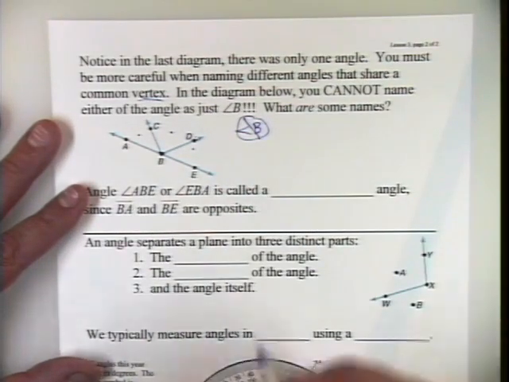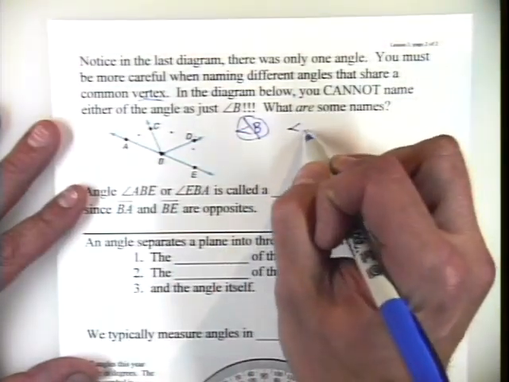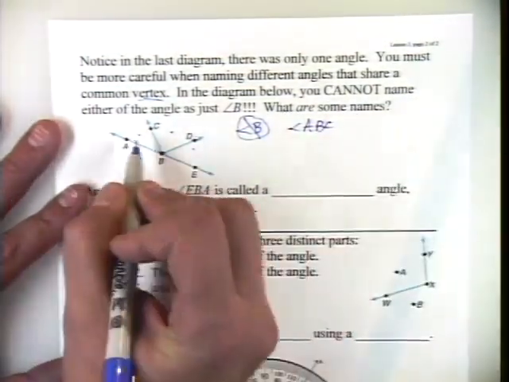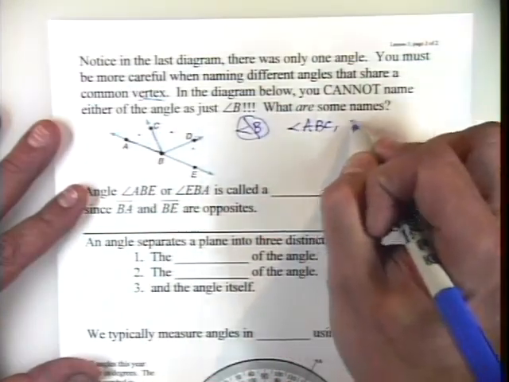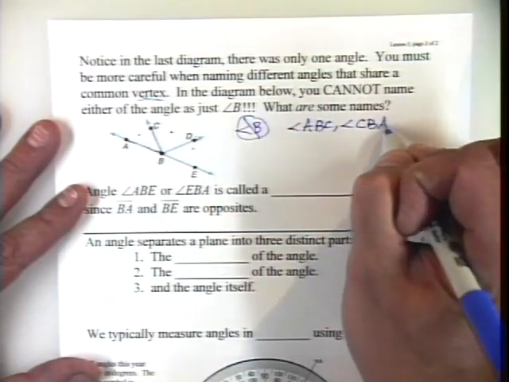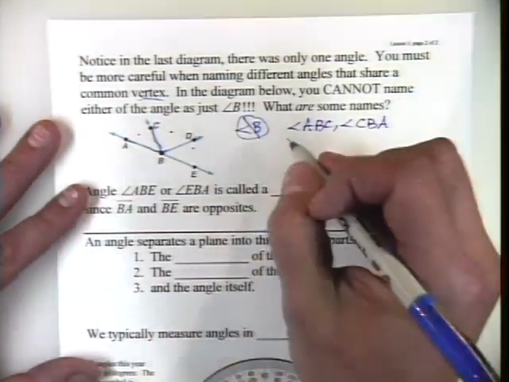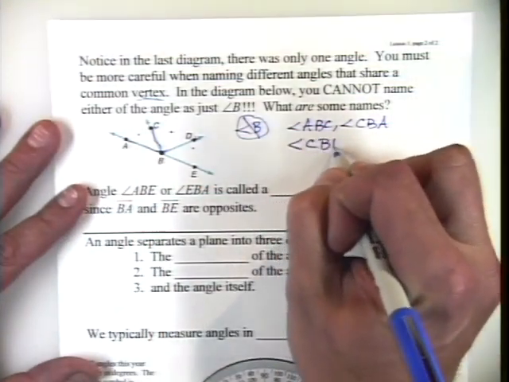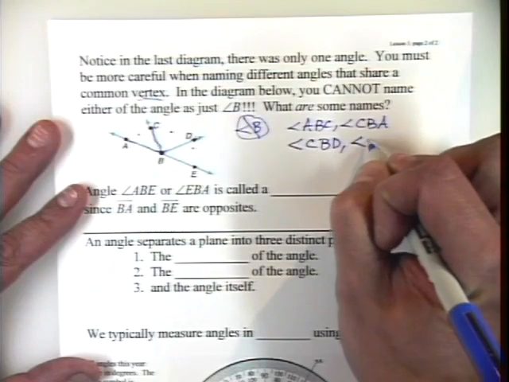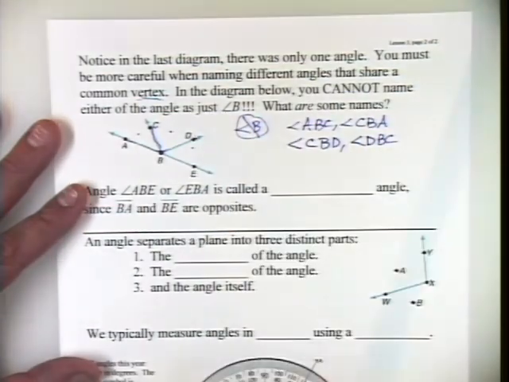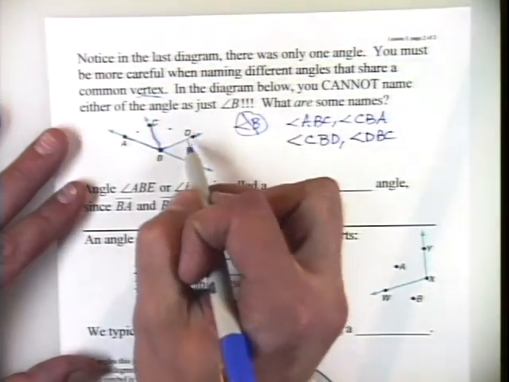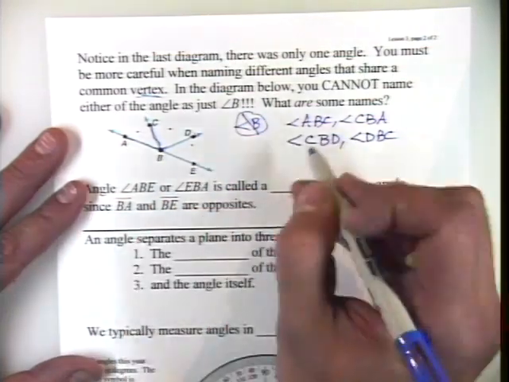So what are some of the names? Well, I have angle ABC. That's this one here. And of course, I can call that angle CBA. Those are the same angle. I have another angle here that has B as a vertex. That's angle CBD. And equivalently, that's angle DBC. So those are equivalent names for the same angle. And then I have this angle here, angle DBE.